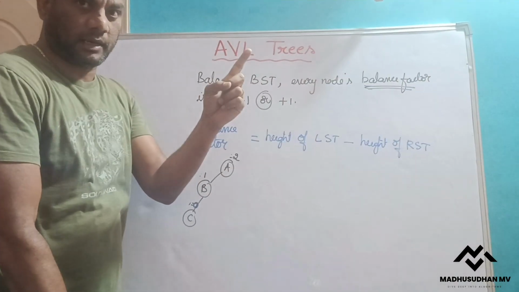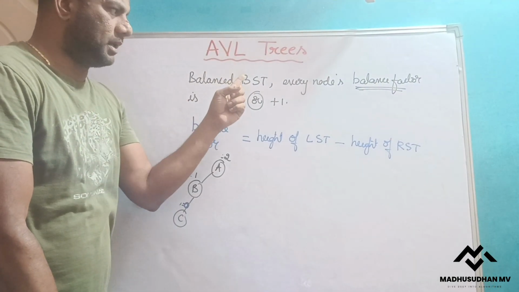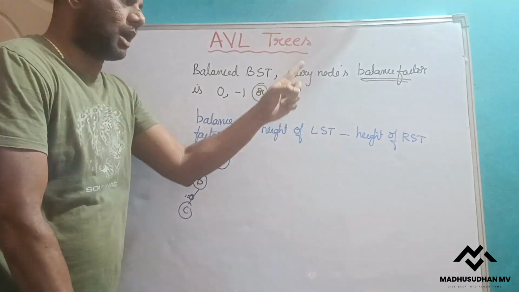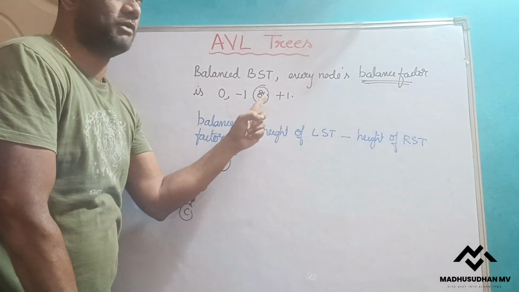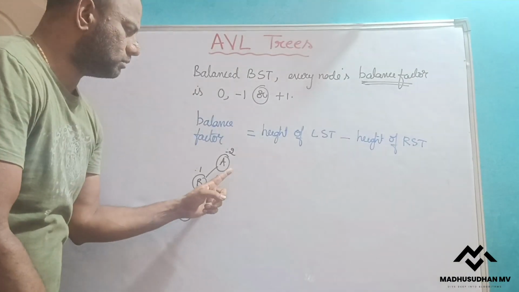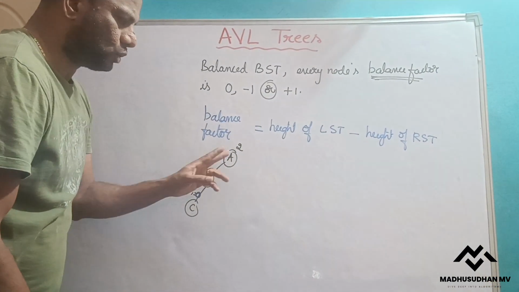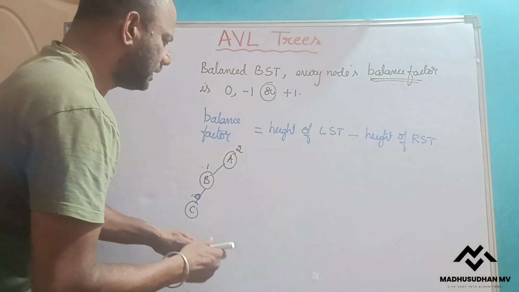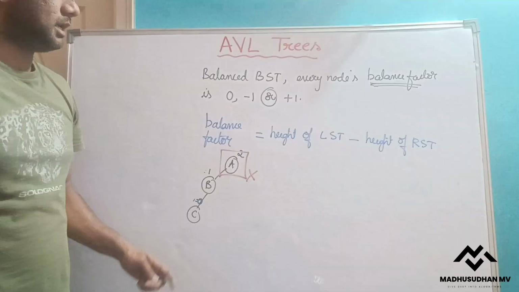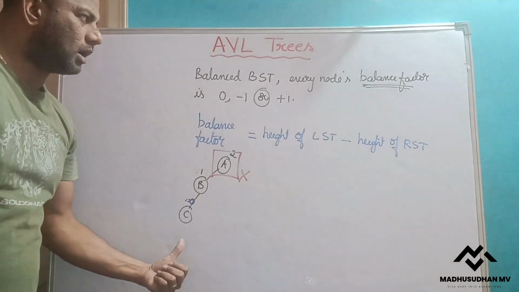In any balanced binary search tree, all the nodes should have only a balance factor of plus 1, minus 1, or 0. But I am having 2 here. So 2 means this node is not a balanced node. This node is not balanced. I need to balance this. So this is not balanced.